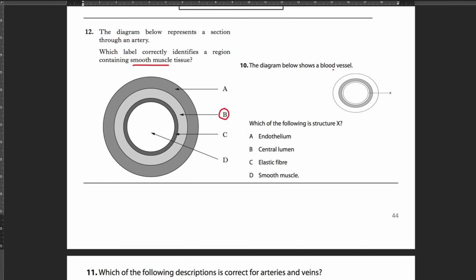Number 10 shows a blood vessel. Which of the following is structure X? Okay, so X is pointing to this layer here, just outside the lumen. This is the central lumen. It's this layer here. This next layer, hopefully we know by now, is the smooth muscle. And this outside layer here is the connective tissue. So connective tissue, smooth muscle. So X must be pointing to the endothelium. So that's going to be A for that one.